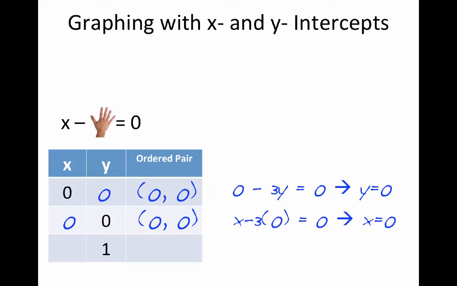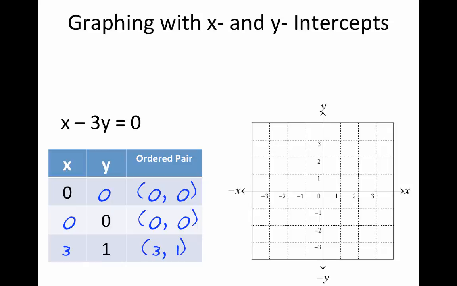We need two different points to graph a linear equation, so we're going to need that other value when y is equal to 1. So we plug in y is equal to 1, we have x minus 3 times 1 is equal to 0. Negative 3 times 1 is negative 3, so we add 3 to both sides. We get x is equal to 3, or the ordered pair 3 and 1. Now graph those points and draw the line.